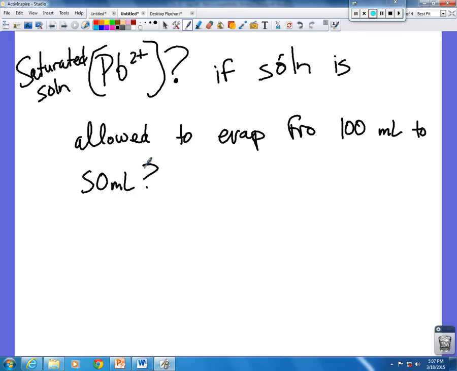So if I have a saturated solution that has lead iodide in it, and I want to know the concentration of lead iodide if the solution is allowed to evaporate from 100 milliliters to 50 milliliters. So the question is, what is the concentration of this ion?